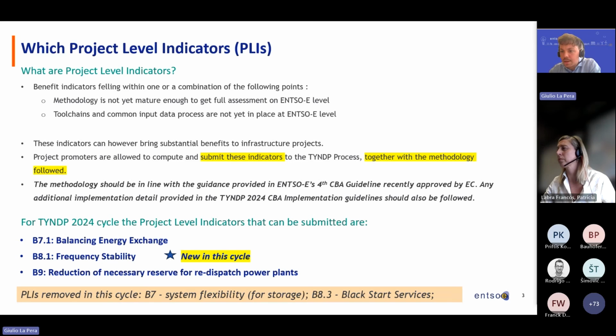The second question that Juan has asked is how will the project promoter be informed of the PCI status application window? I think this communication will come through the European Commission. They will use the same platform as last cycle, which is the ENTSO-E platform. It's to be discussed if we also will send out a communication, but either from us or from the Commission, you will be notified when the window will be opened.